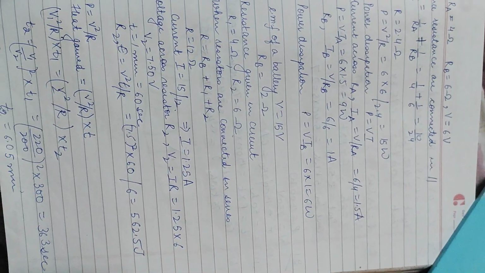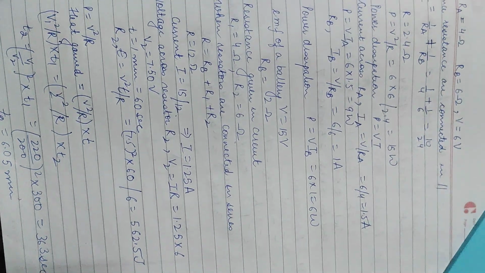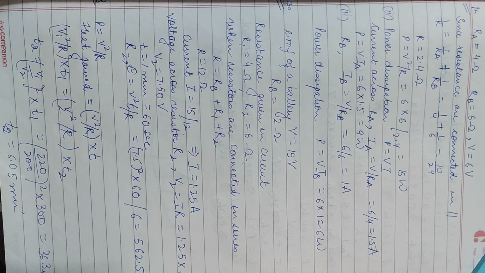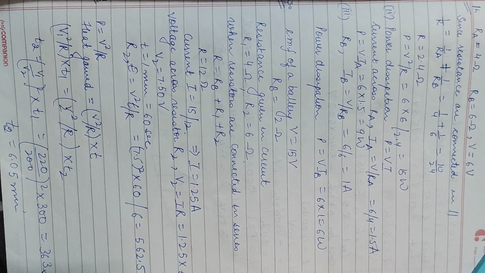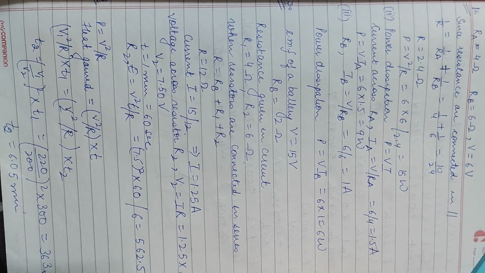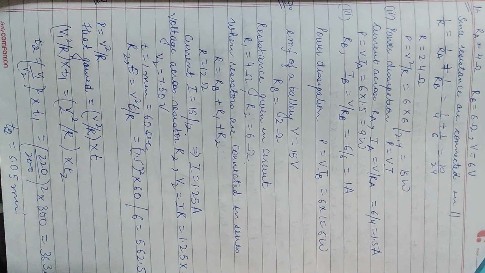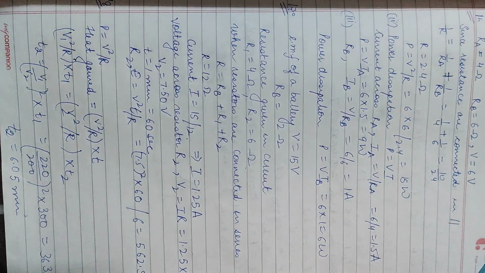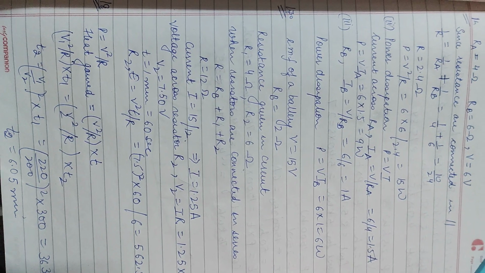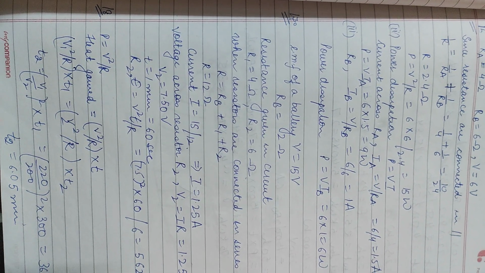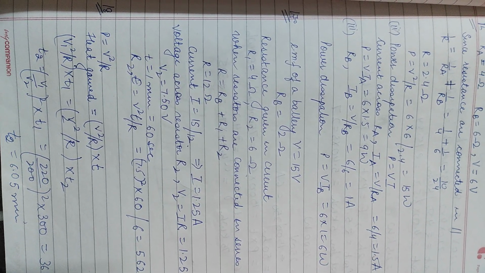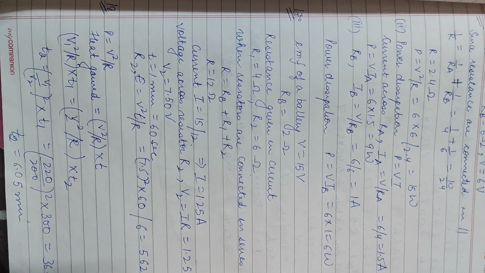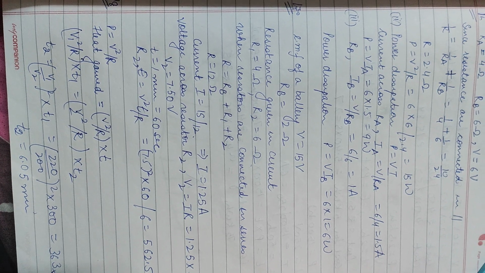17th question: a battery of EMF 15 volt and internal resistance 2 ohm is connected to two resistors of resistances 4 ohm and 6 ohm joined in series. Now we have two resistances in the circuit and the internal resistance also. The resistances in the circuit are 4 ohm and 6 ohm, and the internal resistance is 2 ohm, so the total resistance is 12 ohm.